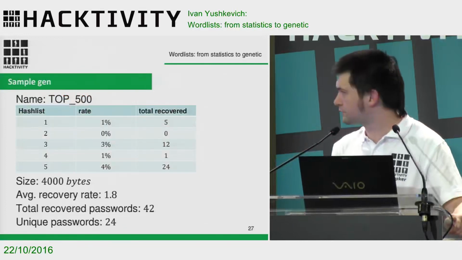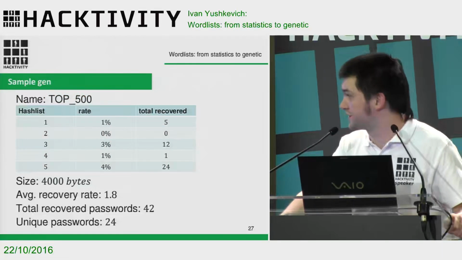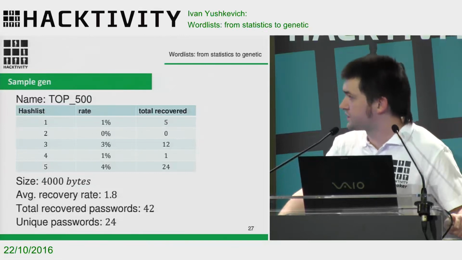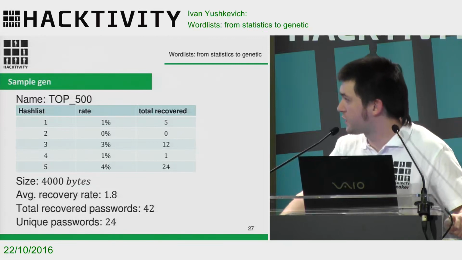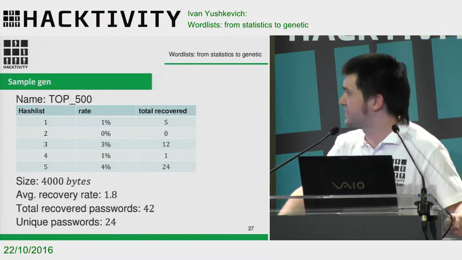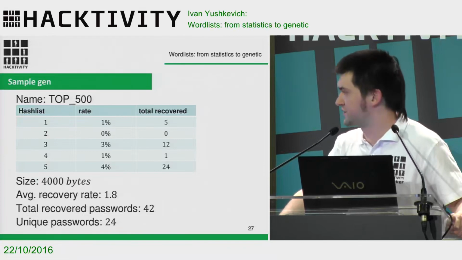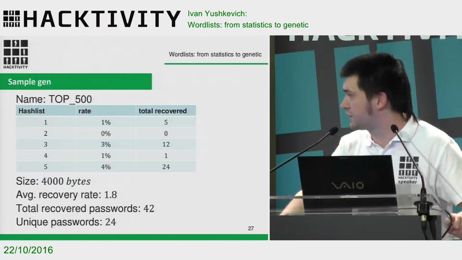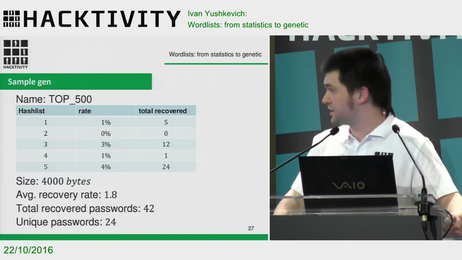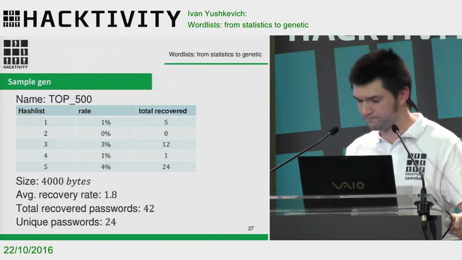So here are some samples. For the top 500 word list, on this table you can see how many passwords can be recovered in each hash list using this word list. For example, for the first one it's 5 passwords and the rate is 1%, for the last one it's 24 and 4%. Its size is about 44 kilobytes, the average recovery rate is 1.8, the total recovered passwords is 42, and unique passwords is 24.